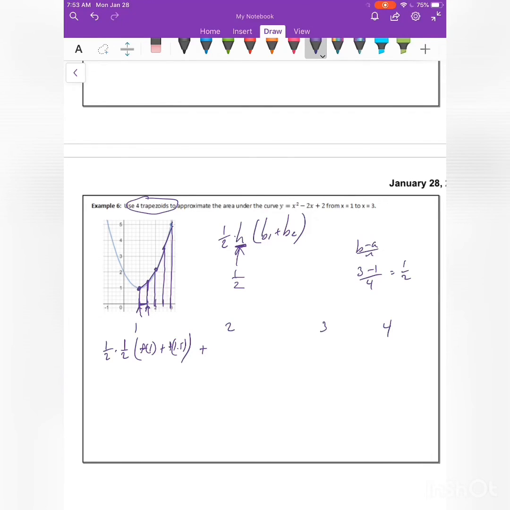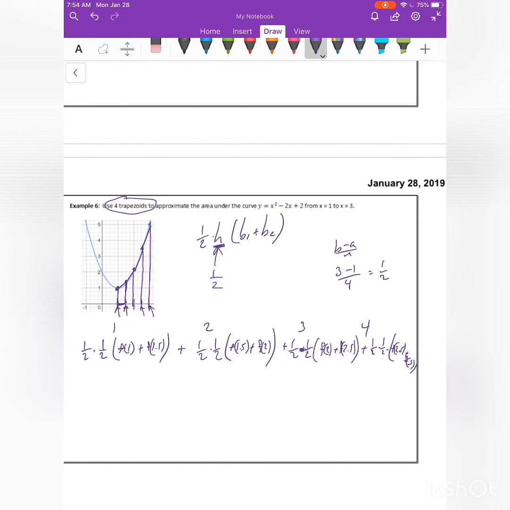So plus, and our second one is going to be, again, bring down the 1/2. The height is 1/2. And now your base 1 and base 2 on this one are f of 1.5 and f of 2. And then your third one is 1/2 from the formula, times 1/2 for the height. And then this one is f of 2 plus f of 2.5. And lastly, the fourth one is going to be 1/2 from the formula, 1/2 for the height. And now your two bases on this one are at 2.5 and 3. So f of 2.5 plus f of 3.